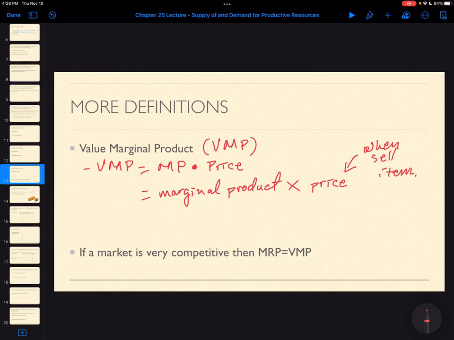Now, this sounds a lot like marginal revenue product, and it is, especially if the market is very competitive. If the market is very competitive, marginal revenue product and value marginal product are the same, they're equivalent. But if it's another type of market, which we're not really going to look at in this course, such as monopoly and oligopoly, where companies have market power, then marginal revenue is not equal to the price anymore, and so this doesn't hold. But in a competitive market, value marginal product and marginal revenue product are the same.